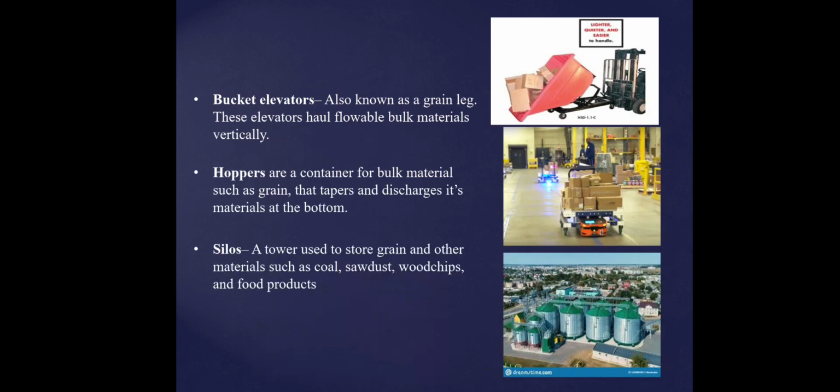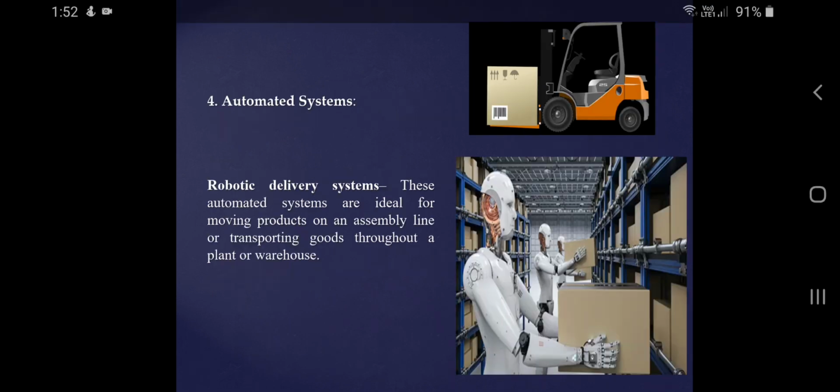Silos are like tunnels or towers or containers which help us to store larger quantities for industry purposes. It may be coal, sawdust, wood chips, food products or food grains, etc. And these are also used in power generation, petrol storage, etc.